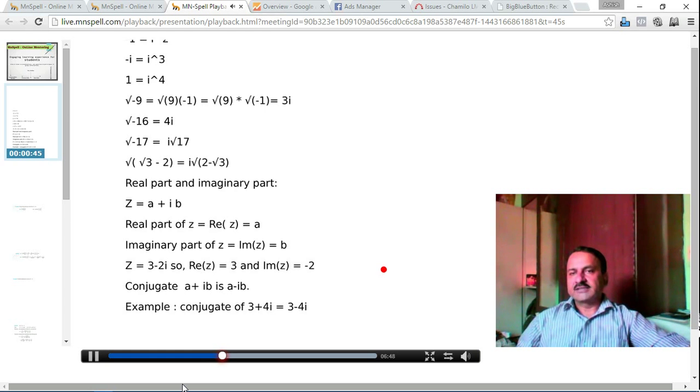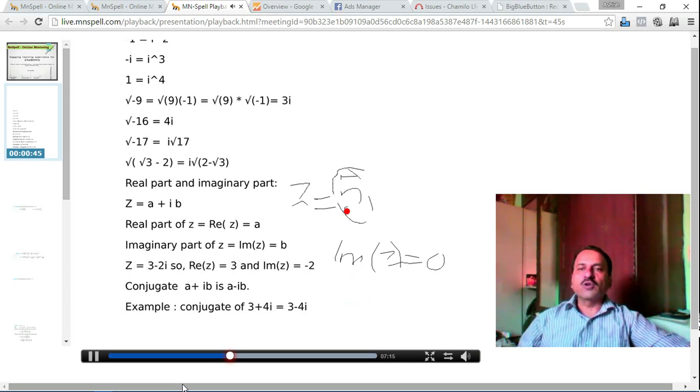I give you another example. If z equal to 5, what is the imaginary part? You know that this is the real part, but there is no i. It means imaginary part is 0. I think it should be clear to all of you.